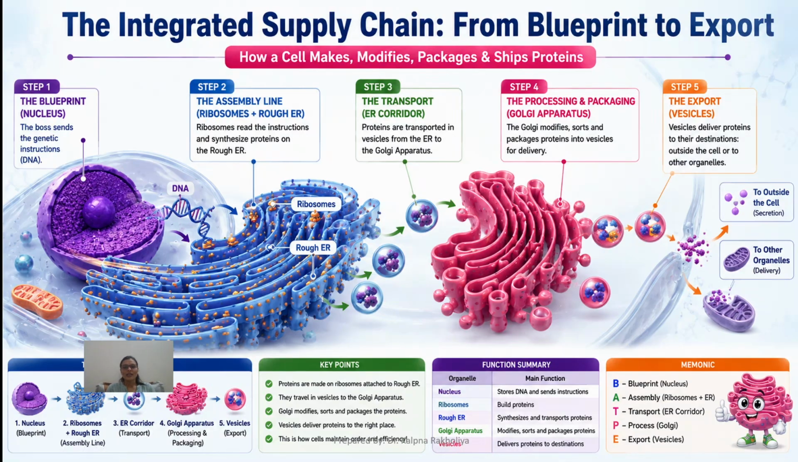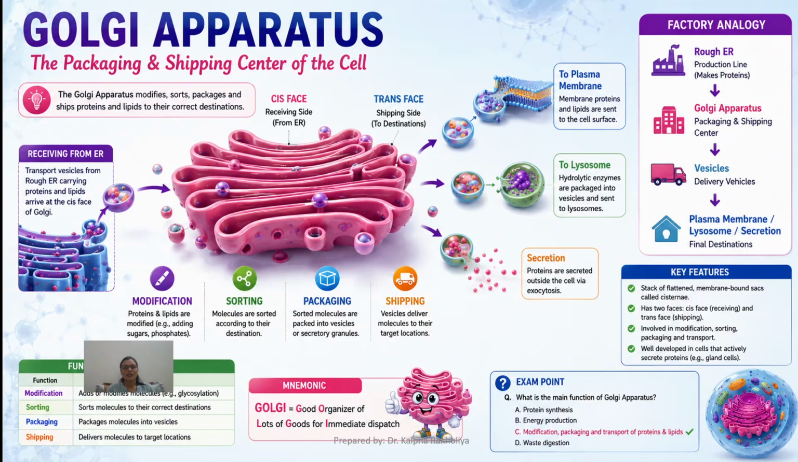Afterward, we are going to discuss the Golgi body. We can also say Golgi apparatus, known as the packaging and shipping center of the cell. We already discussed from the nucleus to the rough endoplasmic reticulum, where the ribosome synthesizes the protein. Whatever protein the rough ER prepares, and whatever lipid the smooth ER prepares, is transported in vesicle form to the cis face.